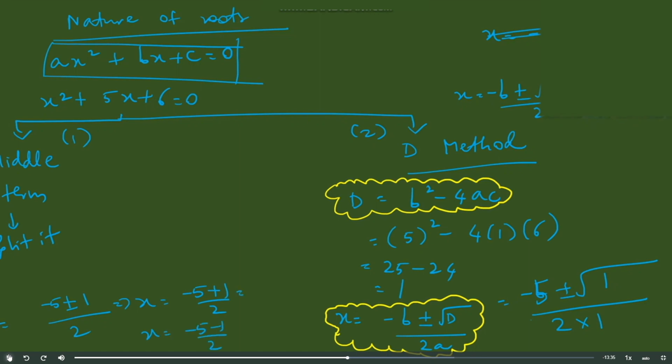Minus 5 plus 1 by 2 is minus 4 by 2, which is minus 2. Minus 5 minus 1 by 2 is minus 6 by 2, which is minus 3. Therefore, x is equal to minus 2, x is equal to minus 3. These are the roots of the equation. Now look at this.